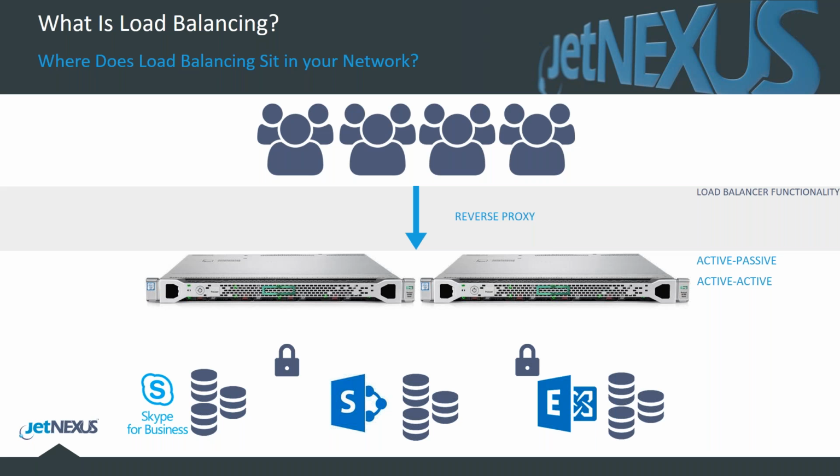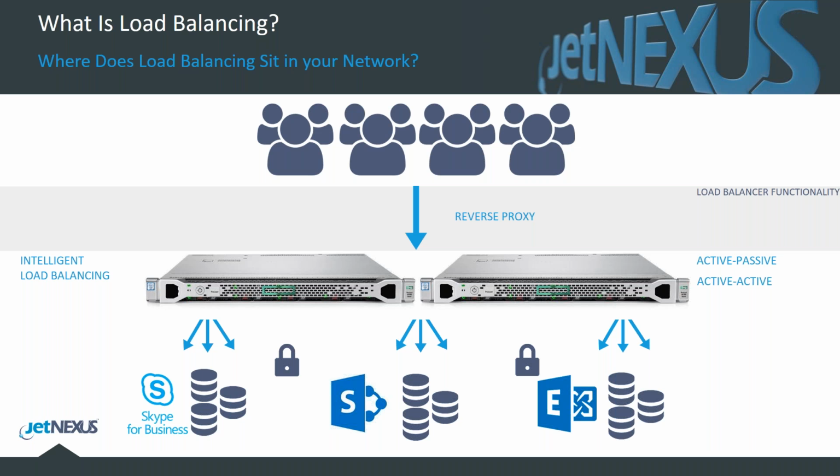So as I say, the connection comes from the client, it terminates on the load balancer, and then the load balancer will spread out those connections over the applications, depending on the algorithm and depending on the setup of the load balancing policy that's been configured. Now, this can be done through a myriad of different means.